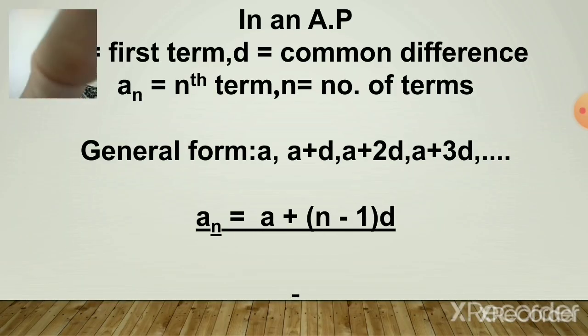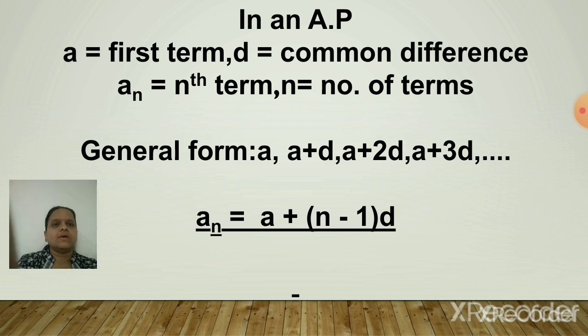So in an AP, a is the first term, d is the common difference, an is the nth term and n is the number of terms. So these are the terms involved in an AP. Correct? And what is the general form? If you add a common difference to the first term, you will get the second. Again add the common difference, you will get the third, and so on. So your general form is a, a plus d, a plus 2d, a plus 3d, and so on.